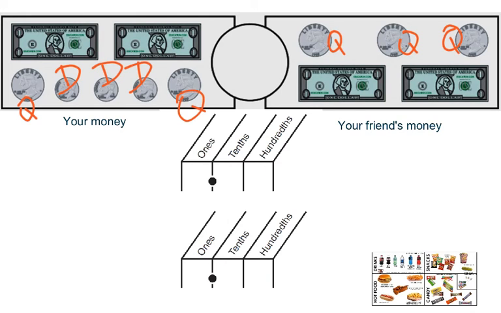All right, and looking at how much money you have: $2 bills, and then 2 quarters, so that's $2.50, plus 3 dimes, so that'd be 50, 60 cents, 70 cents, 80 cents. So you have $2.80.